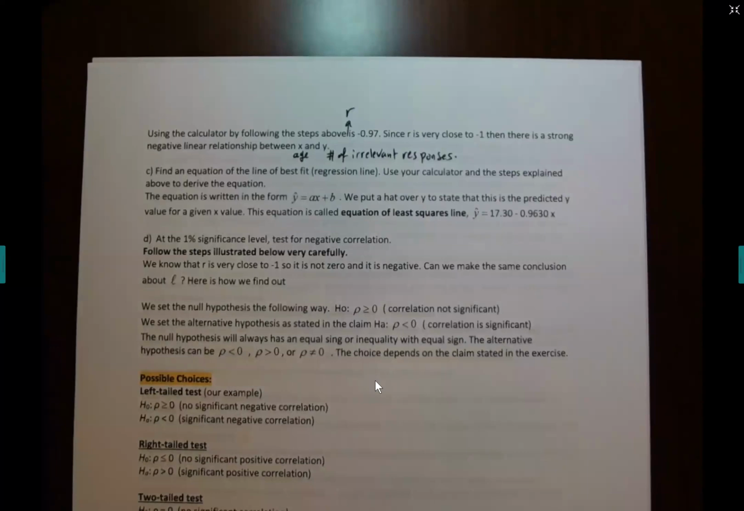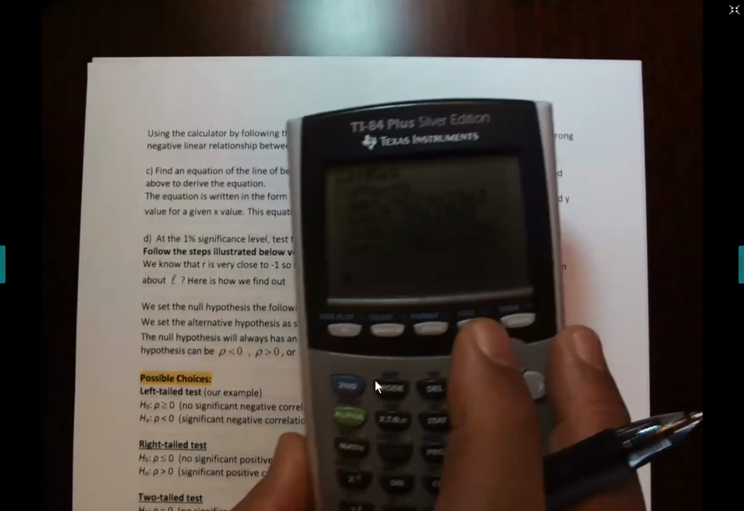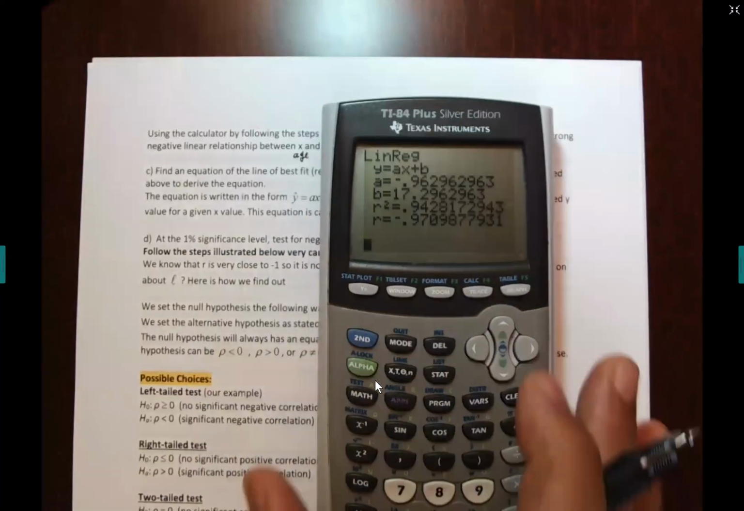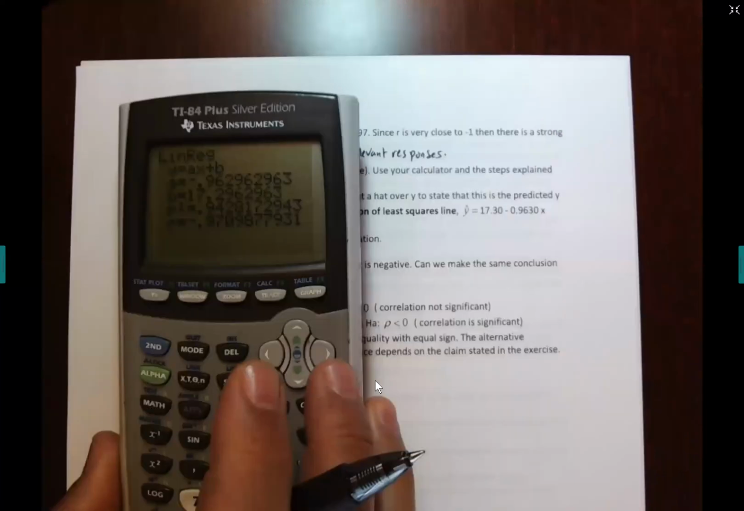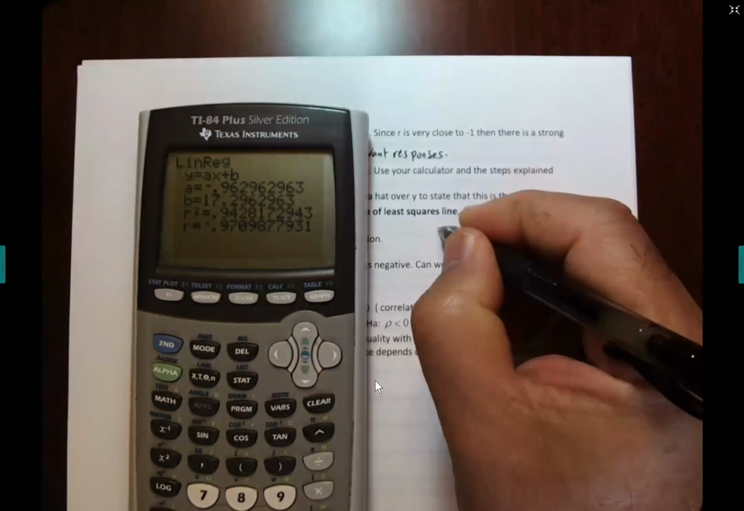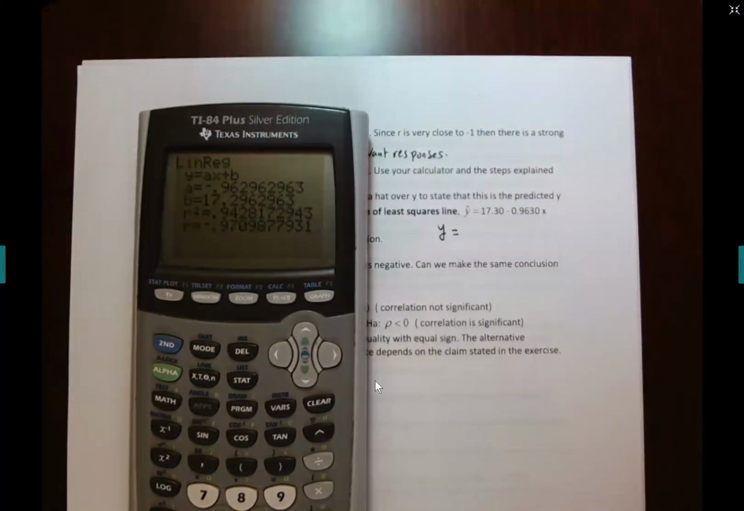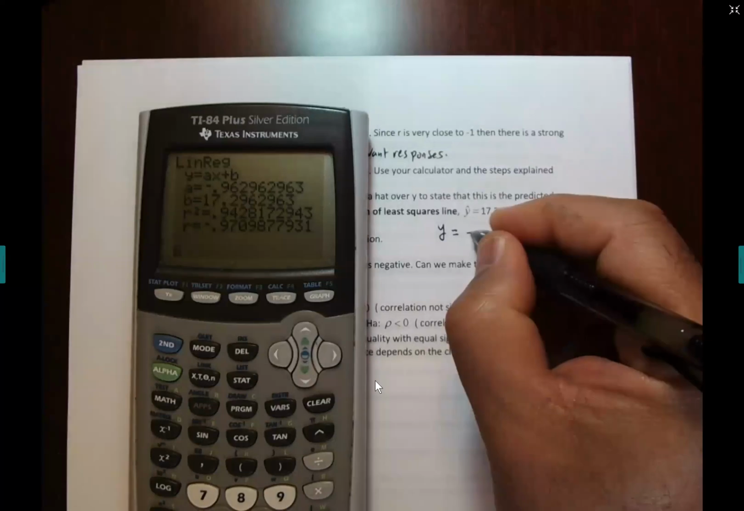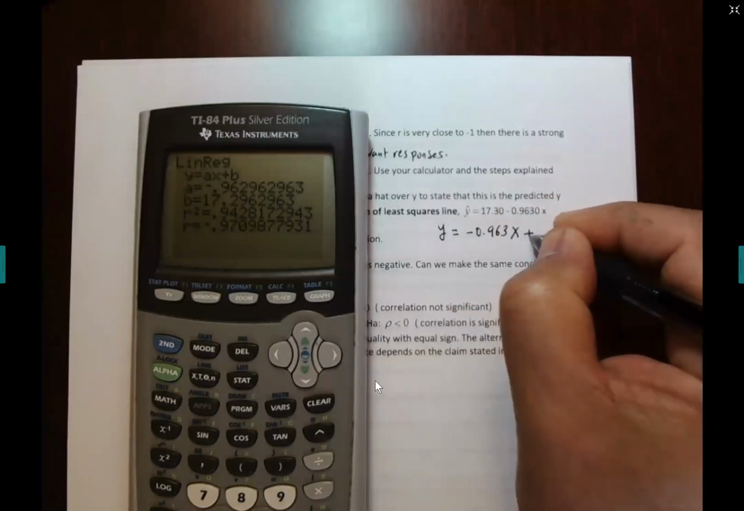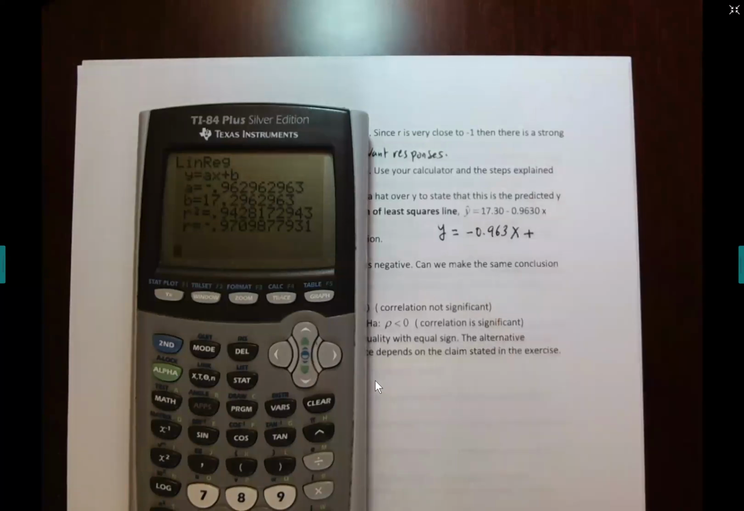Well, guys, I still have the screen. So let me write down the equation for you. I'm just going to write it on the side. It's already written, but I'll write it one more time. Y equals A. Let's round to 3 decimal places, so it will be negative 0.963 X. It's AX plus B, as you can see on the calculator screen, plus B, which is 17.296.